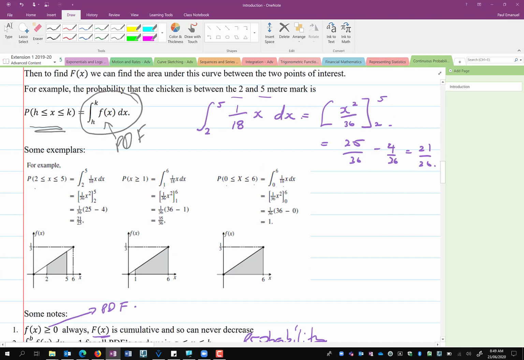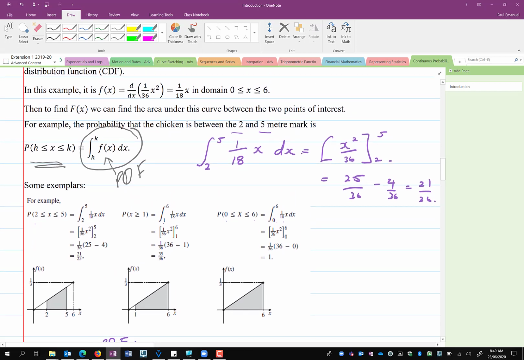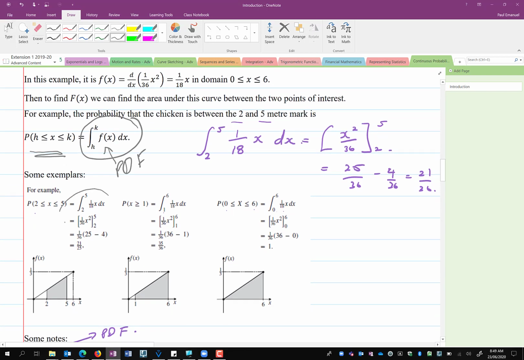And here's just a little example. So I've differentiated the CDF to get the PDF, and then I've integrated various things and shown you how that relates to the area in 3 different aspects. Okay.